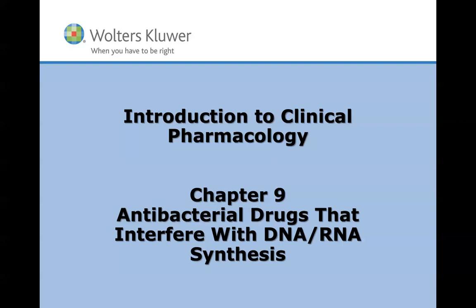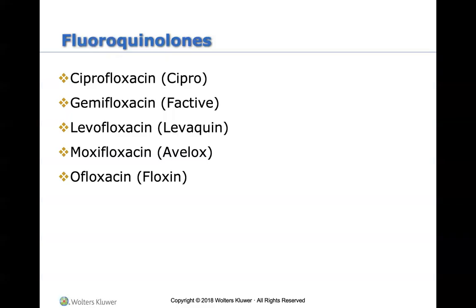Antibacterial drugs that interfere with DNA and RNA synthesis. So this is kind of straightforward, right? It tells you exactly what their mechanism of action is. Some good examples of the first class of drugs we're going to talk about, fluoroquinolones, include ciprofloxacin, which is Cipro, super common for urologists, gemifloxacin, levofloxacin, also a common urologist med, moxifloxacin, which is often an eye drop, and ofloxacin. So these all end in -floxacin, and they are fluoroquinolones.